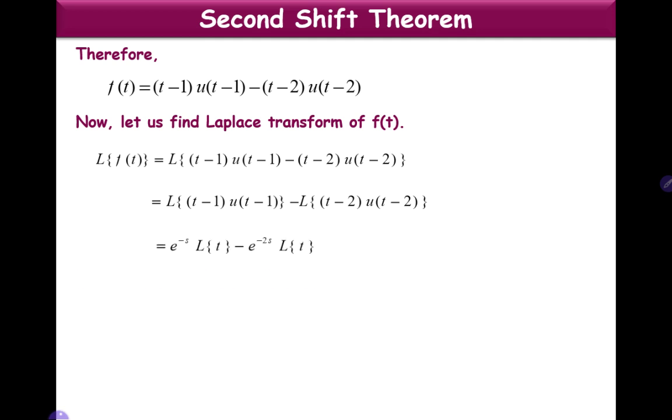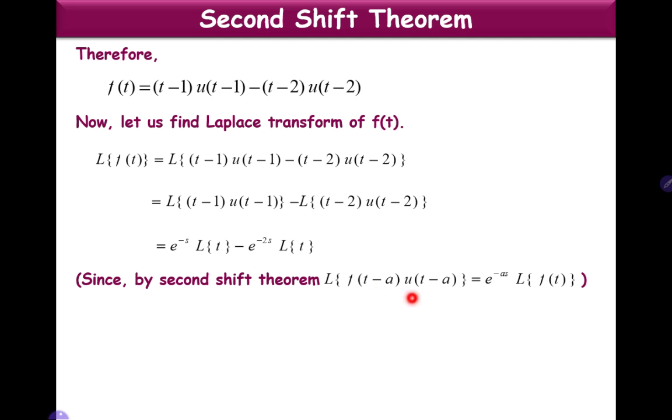What does the second shift property state? L of f of (t minus a) into u of (t minus a) is e power minus as into L of f of t. So here in the first case, a is 1 and f of t is t. T minus a is t minus 1. Therefore, f of t is t. And hence, by the second shift theorem, this is e power minus s, since a is 1, into L of f of t, where f of t is t here. And in the second case, we have (t minus 2) u of (t minus 2). Therefore, e power minus 2s into L of f of t, where f of t is t here.